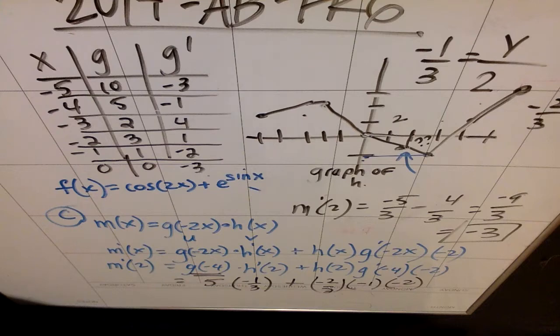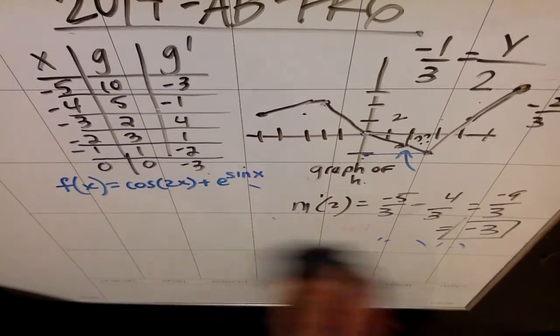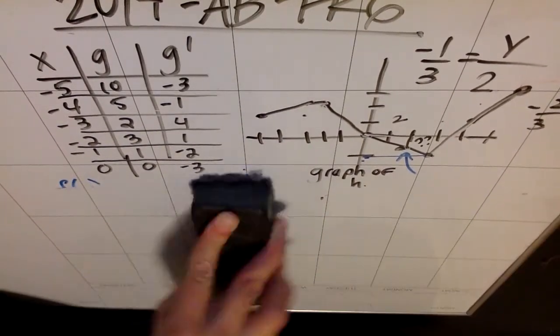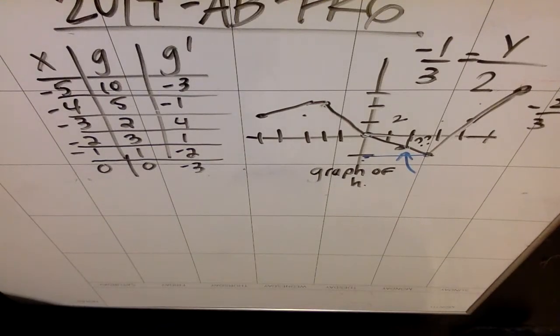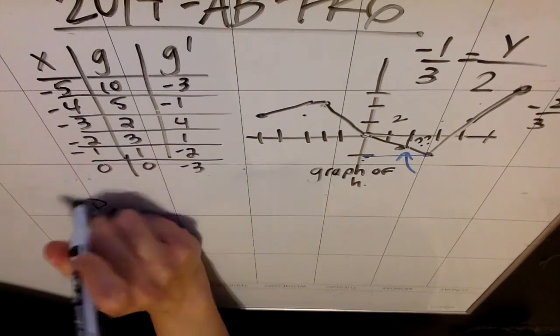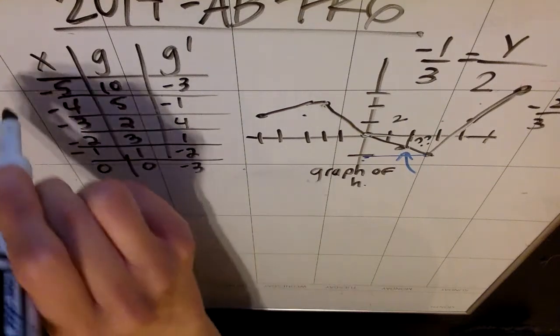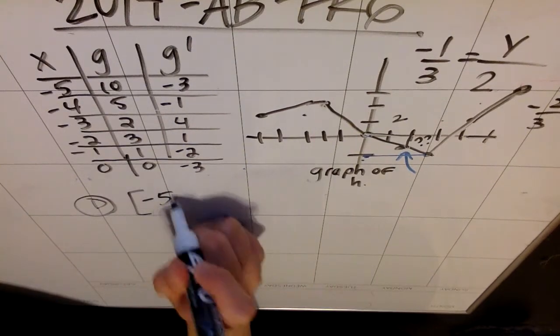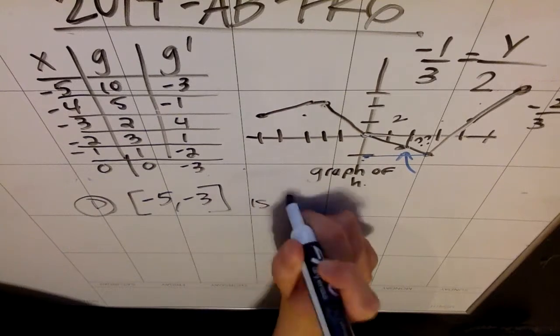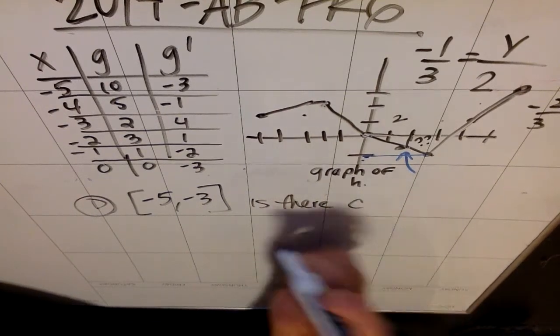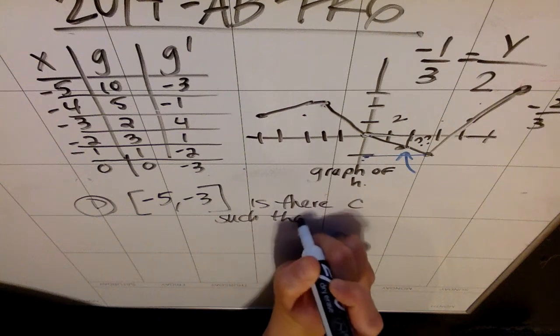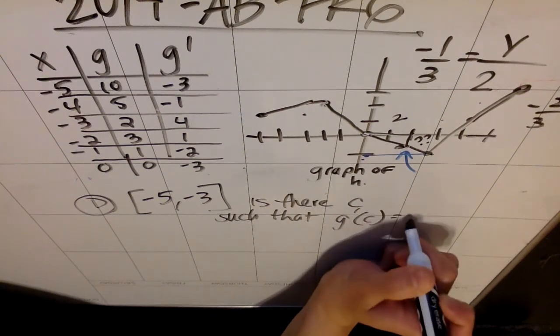Awesome. Okay. Finally, part D. Is there a number c in the closed interval from negative 5 to negative 3 such that g prime of c equals negative 4? Justify your answer. When they ask these questions about whether something must be true, that's asking about a theorem. So their question in part D, in the interval from negative 5 to negative 3, is there a c such that g prime of c equals negative 4?